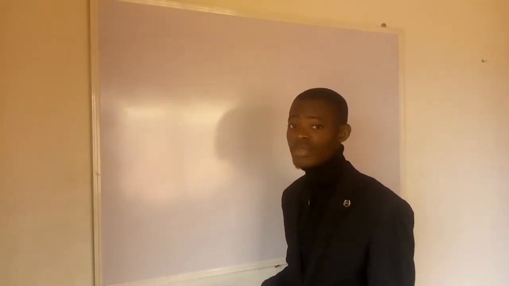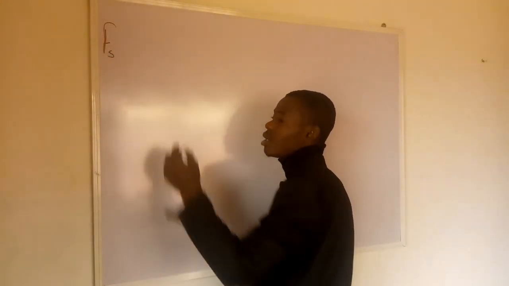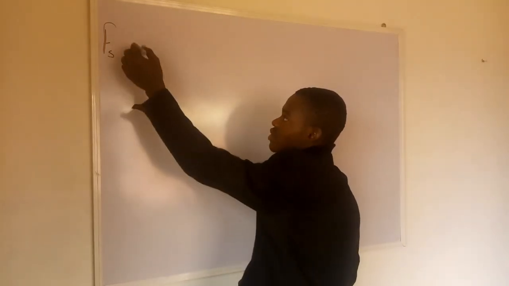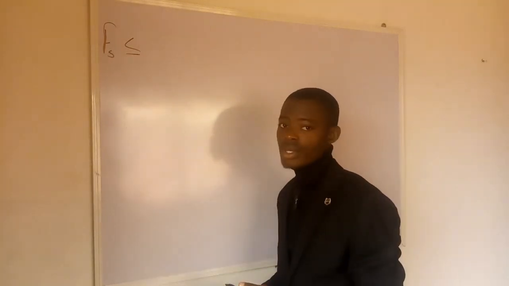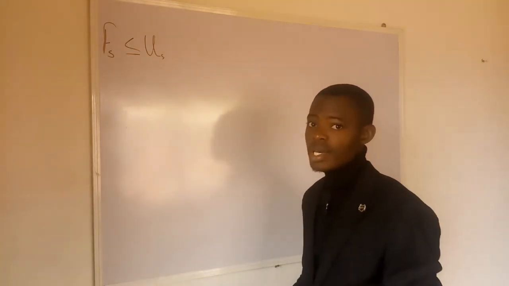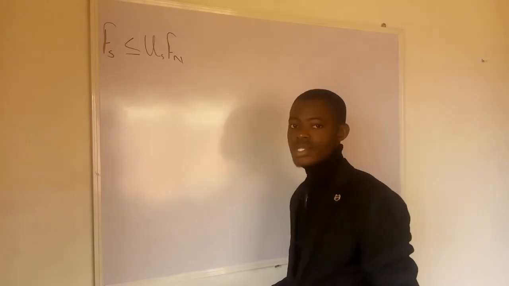So the static friction is denoted with F sub S. And in terms of magnitude, there is a formula that helps us to determine its value. This formula is such that it's less than or equal to the coefficient of static friction, which is known as mu sub S, multiplied by the normal reaction force, which is F sub n.